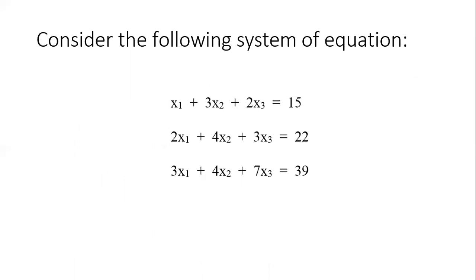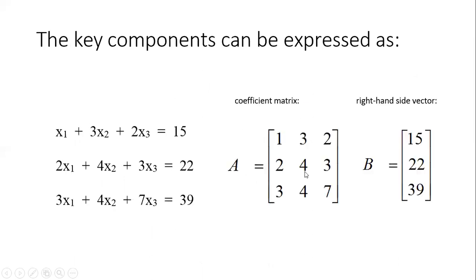So consider the following system of equations. So X natin dito is obviously x1, x2, x3, no? And the coefficient matrix A is 1, 3, 2, 2, 4, 3, 3, 4, 7. And the column vector of constants is 15, 22, and 39, no? So yeah.